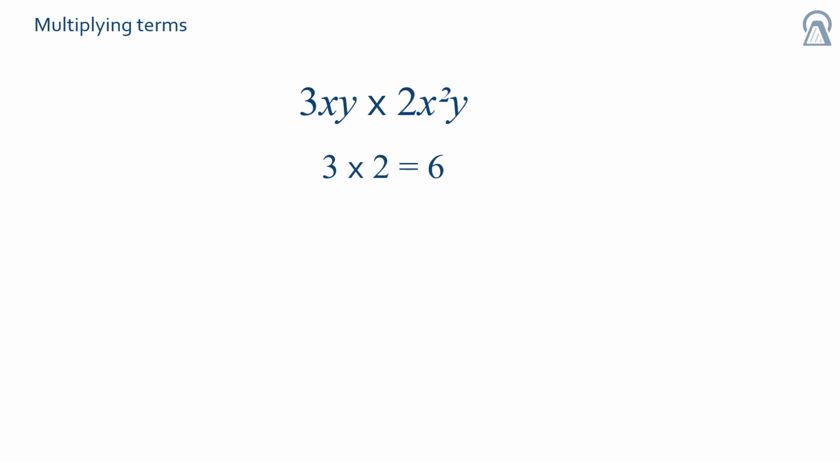The second step is to multiply the variables by looking at the exponents of the like terms. So we had an x multiplied by an x squared. So really that's 1 add 2. So we have x to the power of 3, or x cubed. For our y's, it was simply y times y. So essentially that's 1 plus 1. So we end up with y squared, or y to the power of 2.